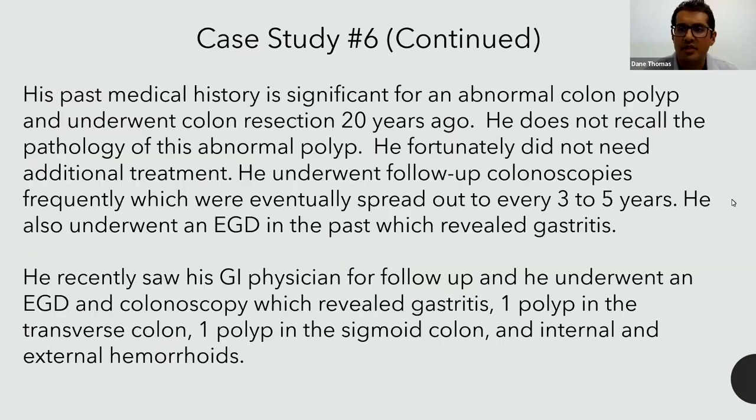His past medical history is significant for an abnormal colon polyp and underwent colon resection approximately 20 years ago. He does not recall the pathology of his abnormal polyp. He unfortunately did not need additional treatment. He underwent follow-up colonoscopies with his GI physician frequently, which were eventually spread out to every 3 to 5 years. He also underwent an EGD in the past, which revealed gastritis. He recently saw his GI physician for follow-up, and he underwent a follow-up EGD and colonoscopy, which revealed gastritis, 1 polyp in the transverse colon, 1 polyp in the sigmoid colon, and internal and external hemorrhoids.